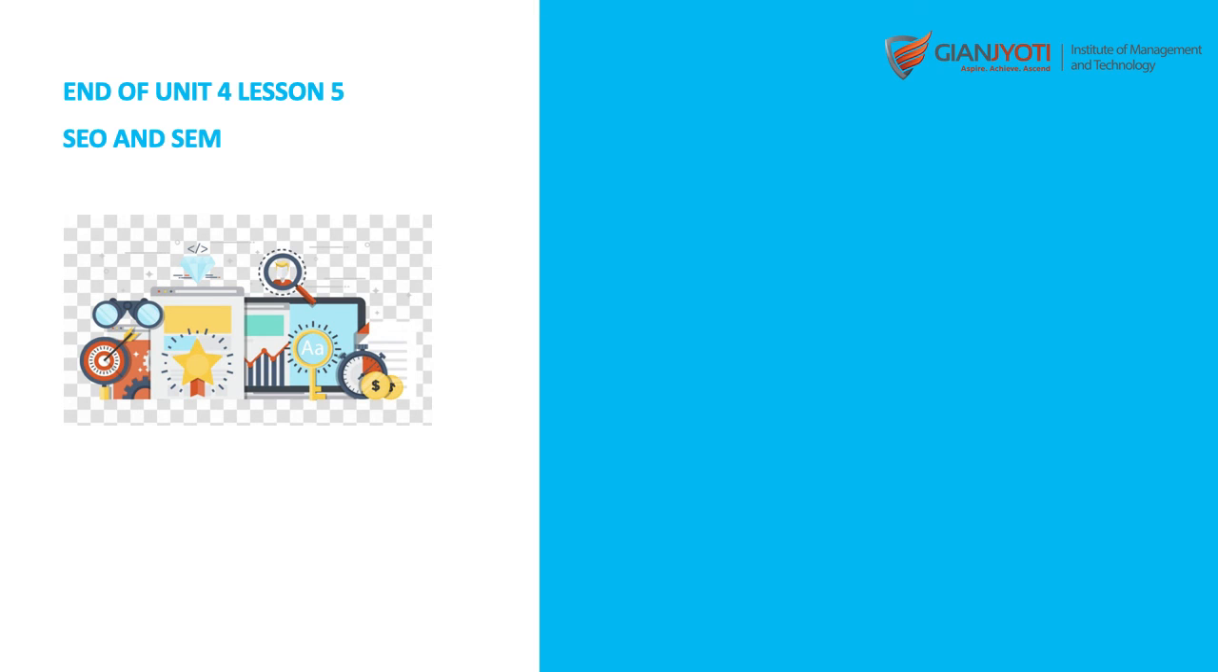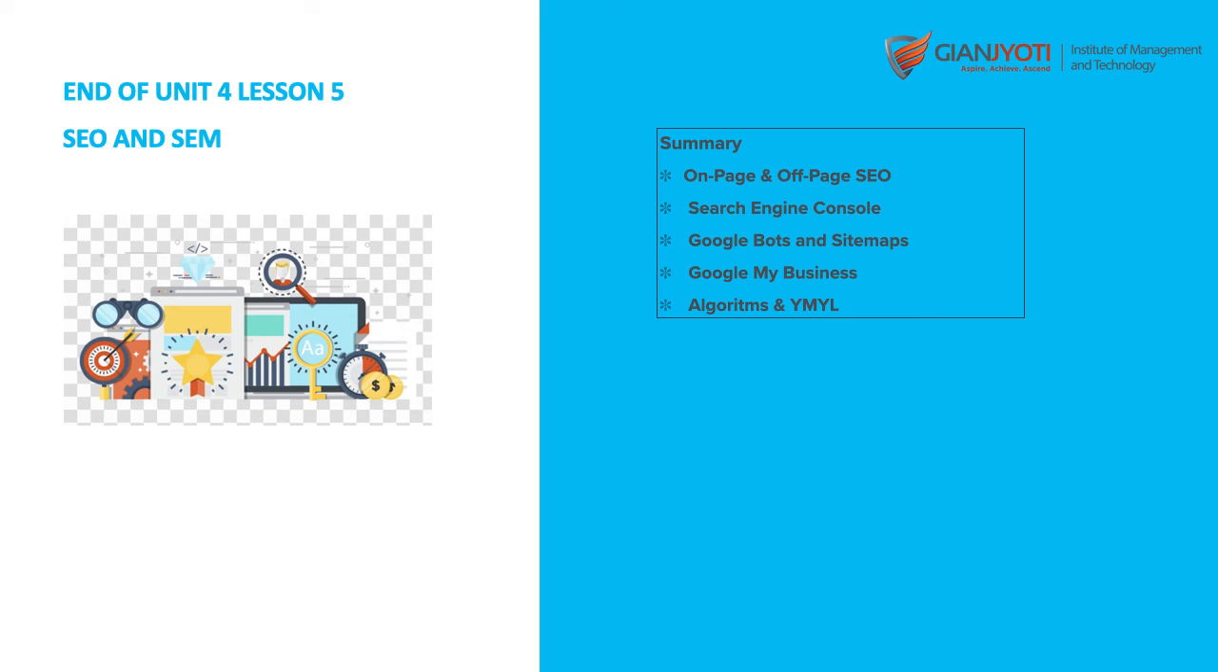So that is all for this lesson, and we just touched the surface, not even the surface, just the top little bit of search engine optimization. And if we get time, if you are interested, I can take it up and go into the depth of that. But again, the concepts, because technically you have to be sound to go into the details of that. So let me summarize the things for you. We talked about on-page and off-page SEO, search console, Google bots and sitemaps, Google My Business, and algorithms and YMYL.